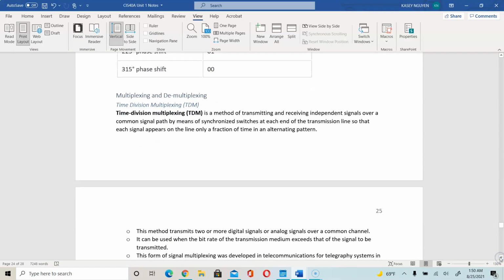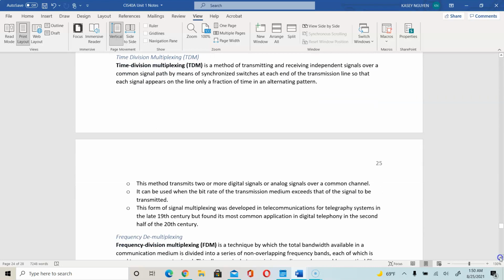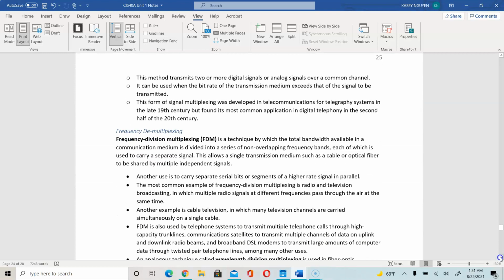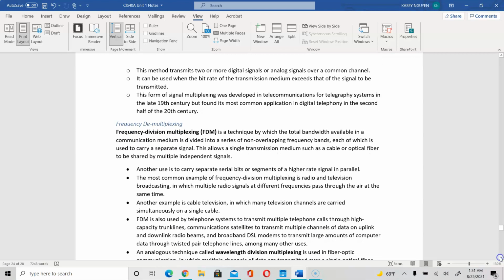After it talks about TDM, which is time division multiplexing, it's a way for the system to transmit and receive independent signals. That could be digital or analog signal. And then demultiplexing is a technique for the bandwidth to communicate with the medium that is divided into a series of non-overlapping frequency bands.